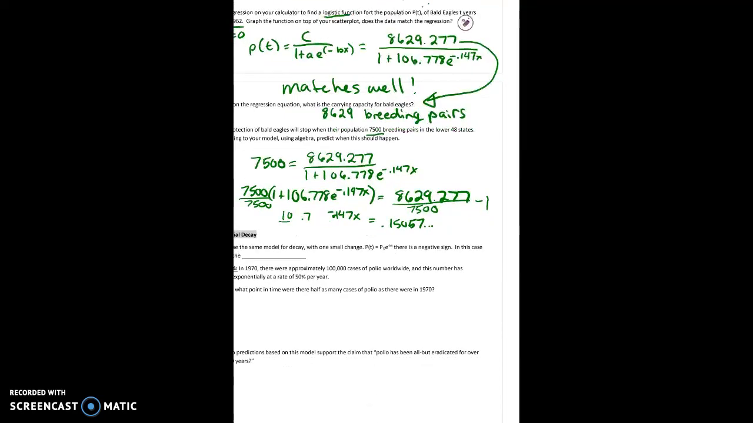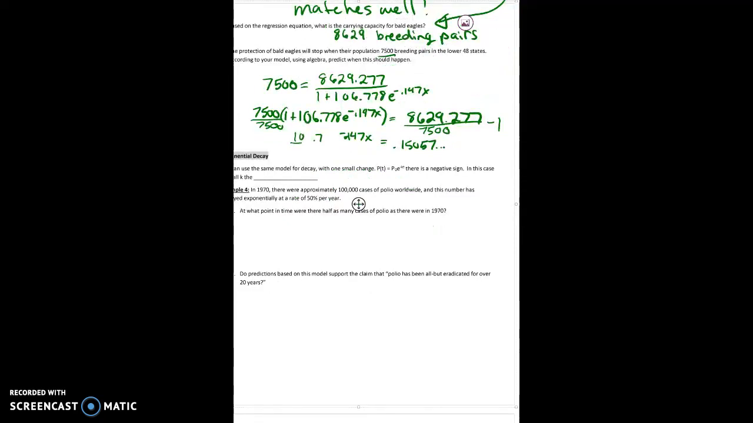Now I can divide by 106. Undo. Is there an undo button here? No. Undo, undo, undo, undo. Well, that didn't help me.